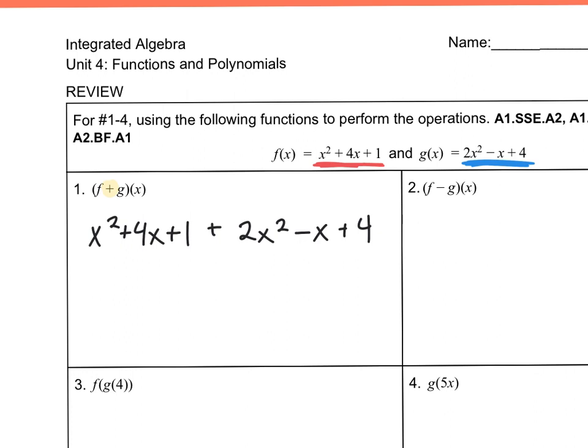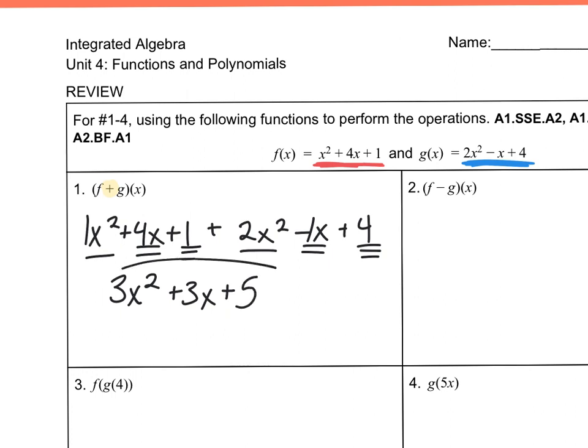Now what? Find like terms. What's my first set of like terms? 3x squared and 2x squared. Yep, so this is a 1x squared and a 2x squared. That becomes 3x squared. And then 4x and negative 1x, which is going to become? And then 1 plus 4. 5. That is my answer. Questions on that?